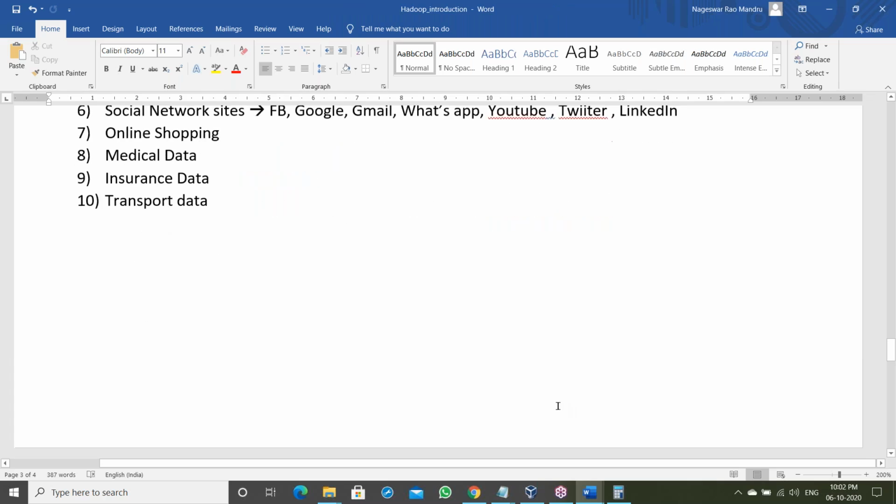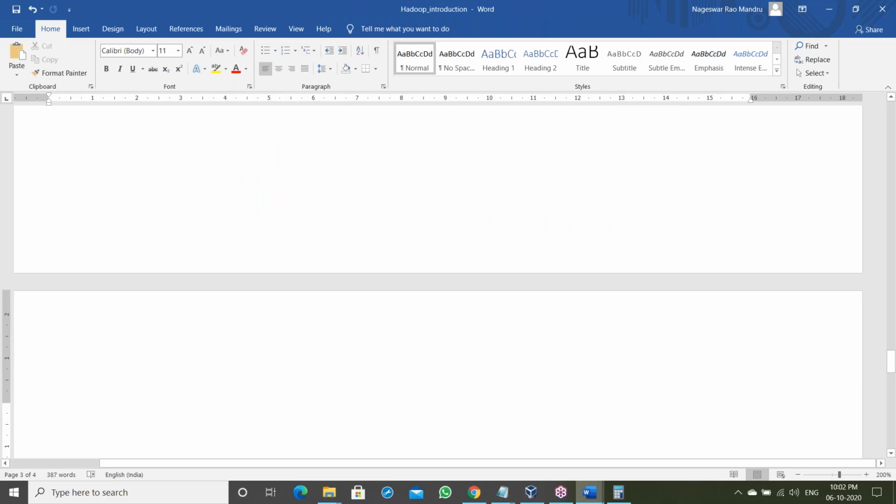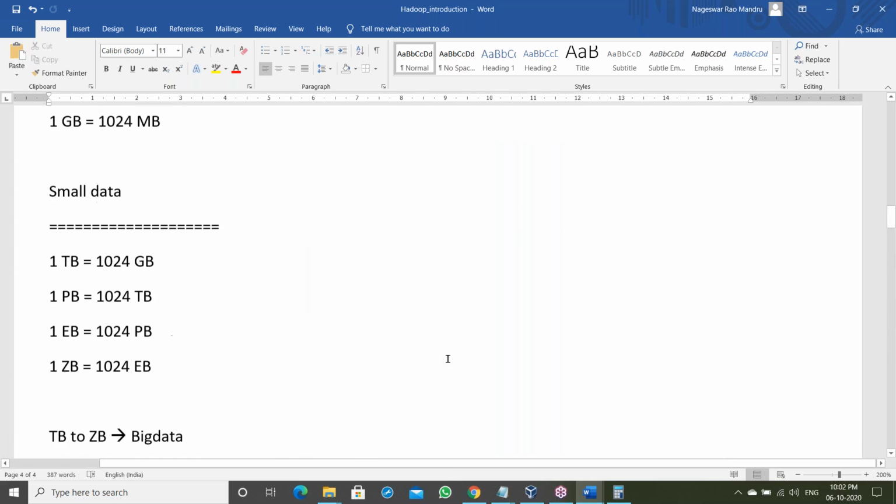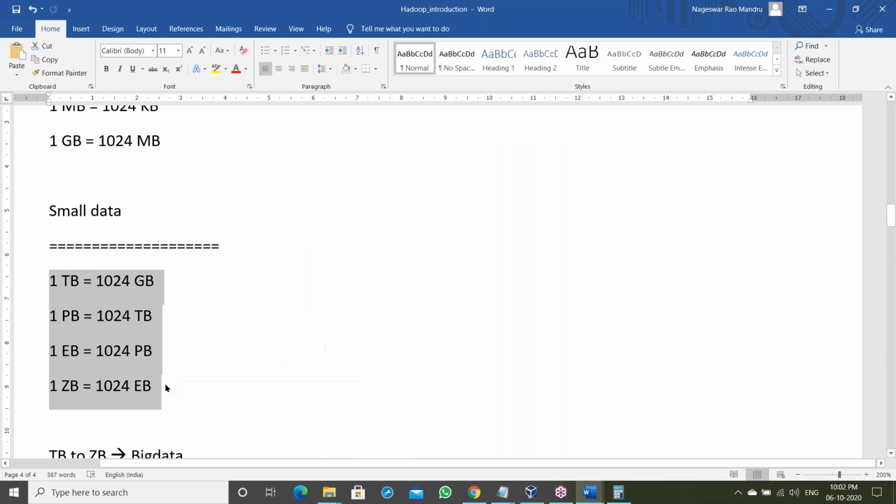Next, big data. All the traditional systems, like traditional database servers such as Oracle Database, Microsoft SQL Server, MySQL, are not in a position to store and process big data. They can't handle it. Big data comes in the range of terabytes, zettabytes. This is the big data range. Traditional systems cannot handle this kind of data.